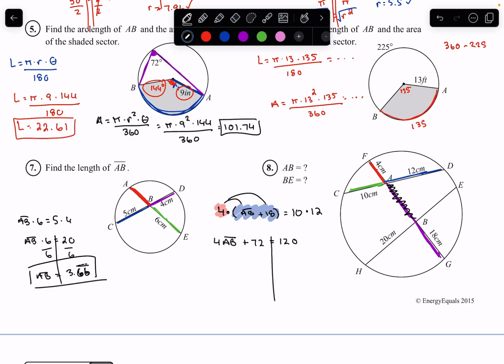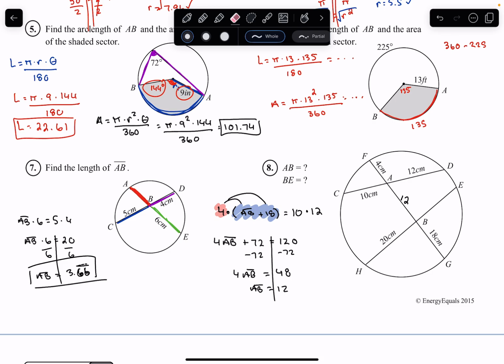Railroad track, let's minus 72 first. So 4AB is equal to what? 48. Divide by 4, AB is equal to 12. Okay, thank goodness it was a nice number. So this piece right here is 12.